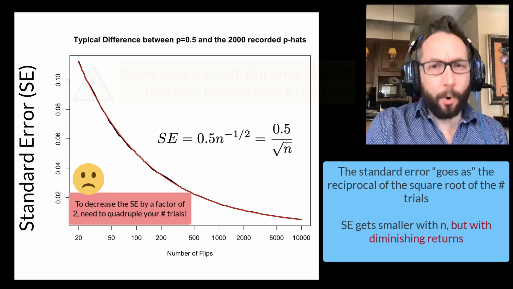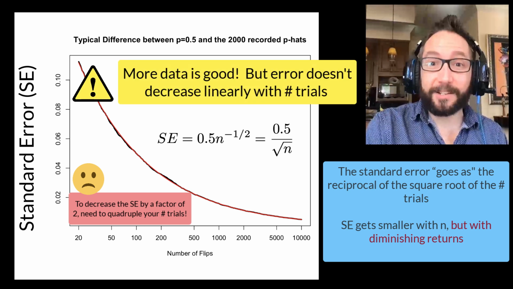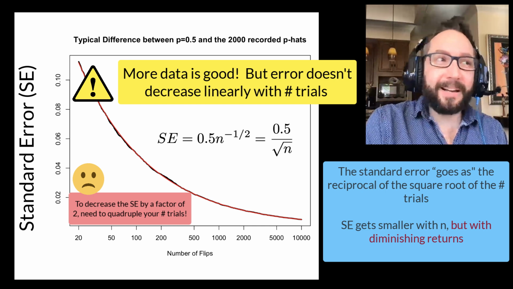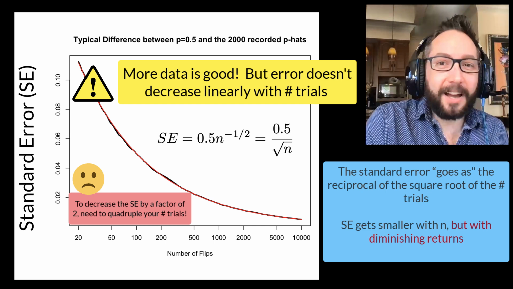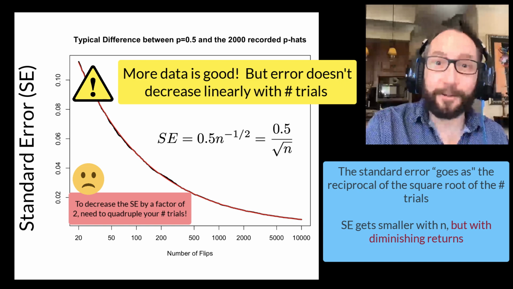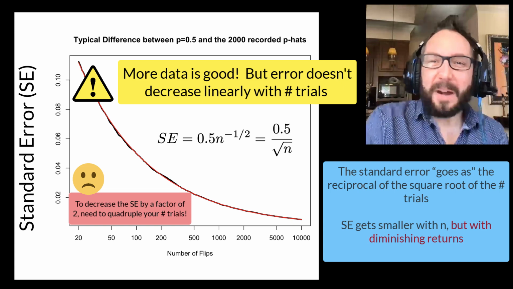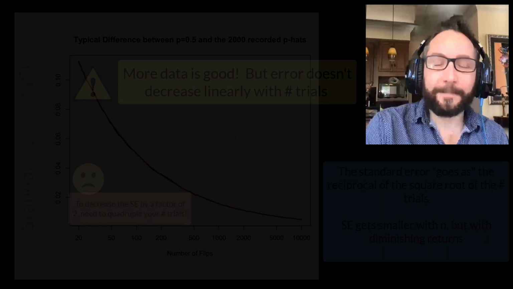So that's a pretty important discovery. More data definitely buys you a bit more precision, but it's subject to diminishing returns. You've got to be quadrupling your sample size to decrease your error by a factor of 2. That's somewhat depressing, I think.